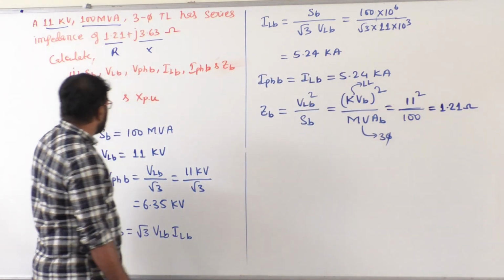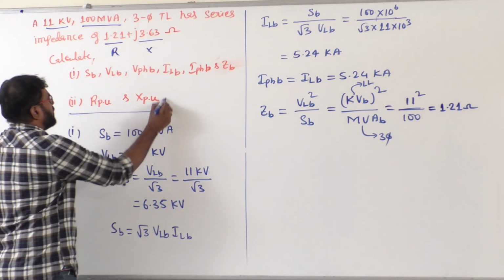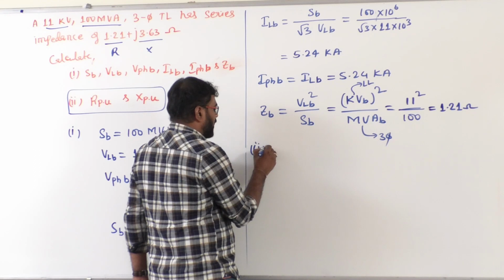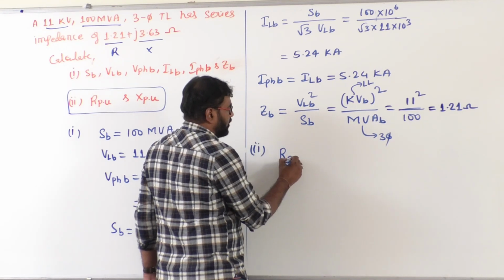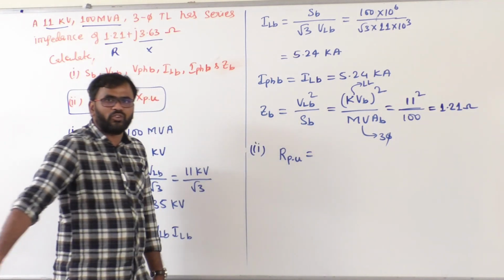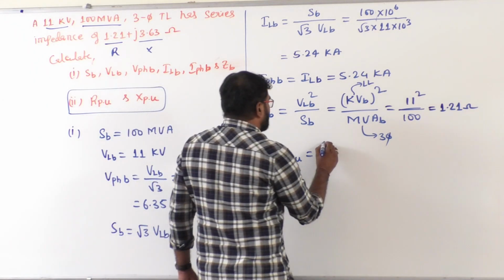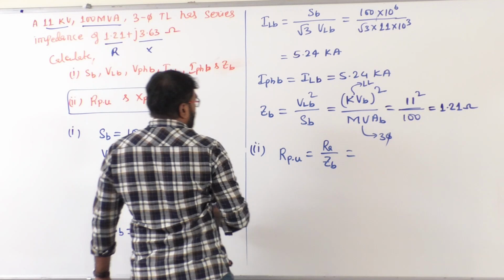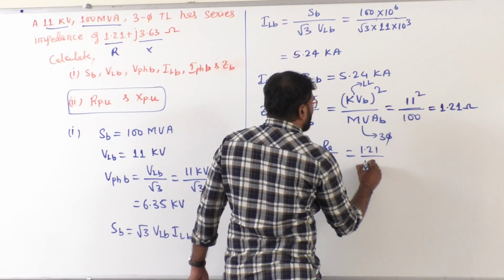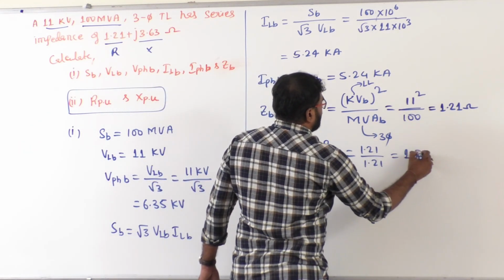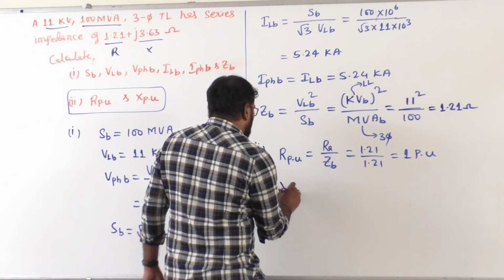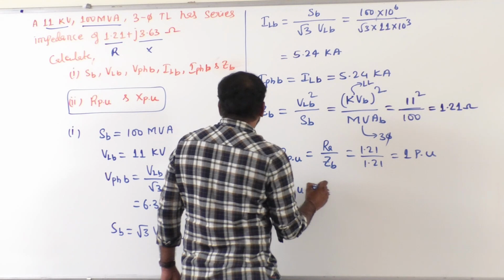Now after that we need to calculate R per unit and X per unit. Sir, the second question is asking to calculate R per unit and X per unit. So what is the R value in per unit form? R actual by Z base. Correct or not? So what is R actual? 1.21 ohms. 1.21 divided by 1.21, which is 1 per unit. Now we need to calculate X per unit. X per unit means X actual.